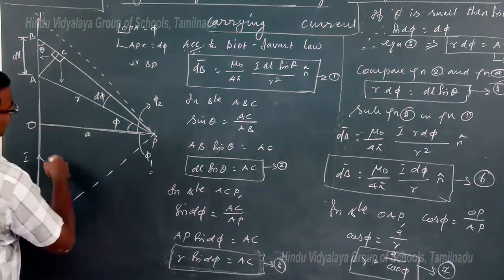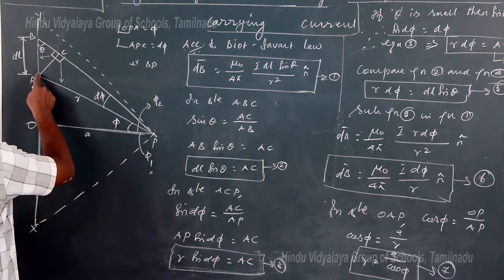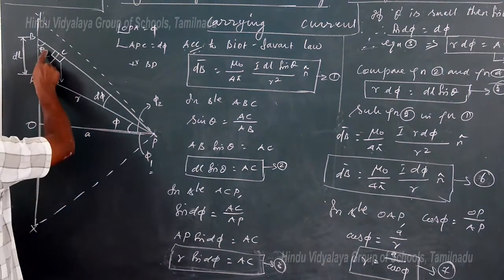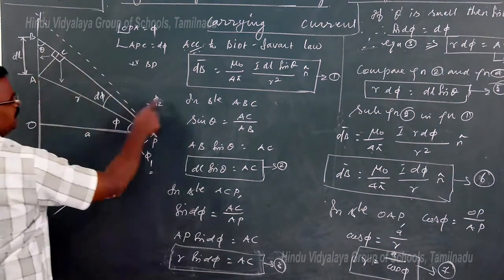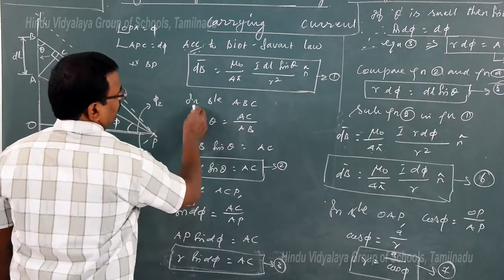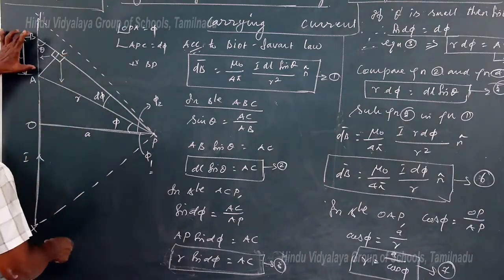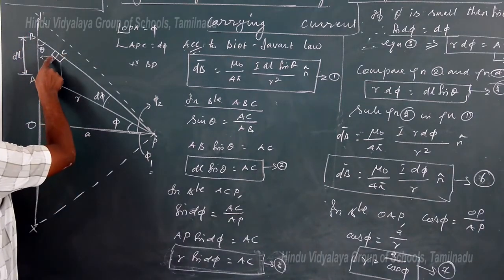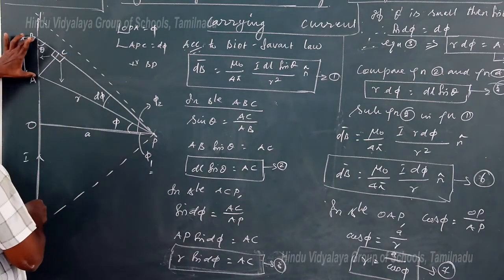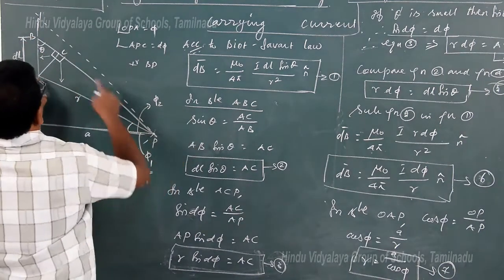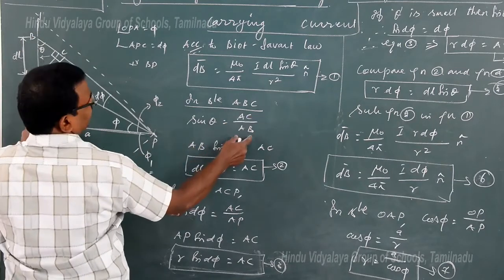So from the diagram, in right angle triangle ABC, sin theta is equal to opposite side by hypotenuse. Hypotenuse means opposite to 90 degrees. This is called the hypotenuse. This is theta, and this is the opposite side. So sin theta is equal to opposite side AC divided by what?